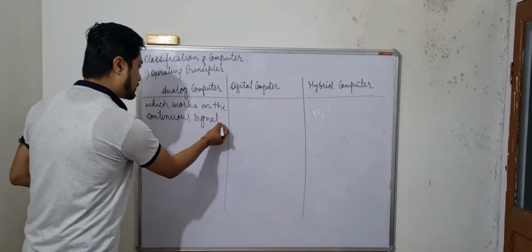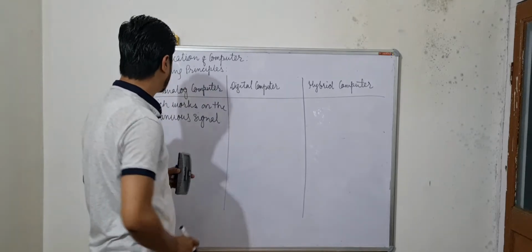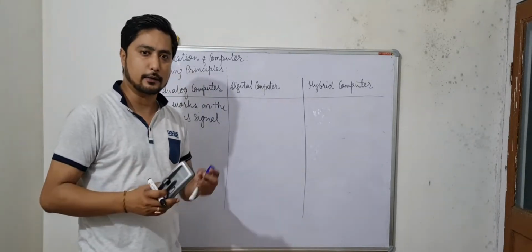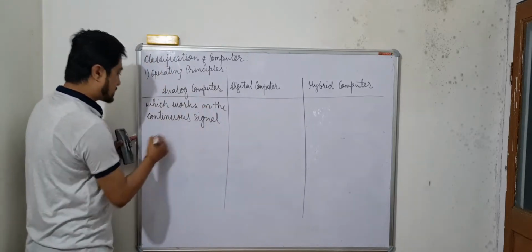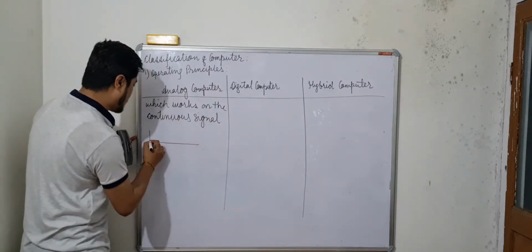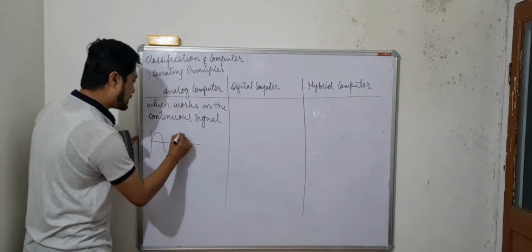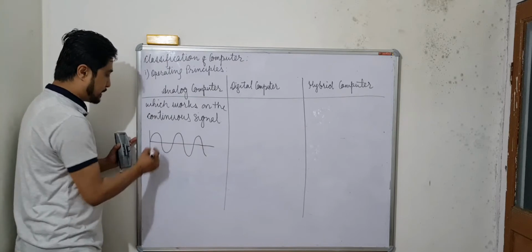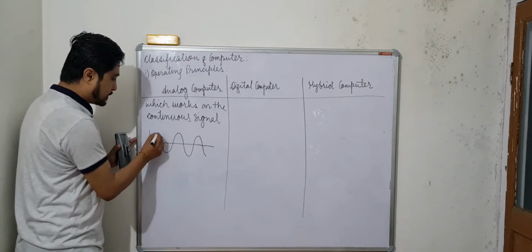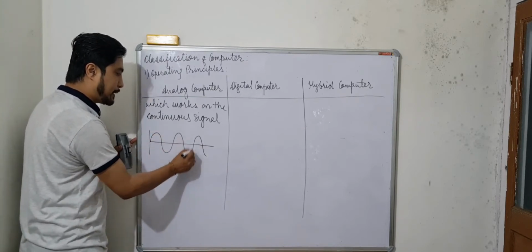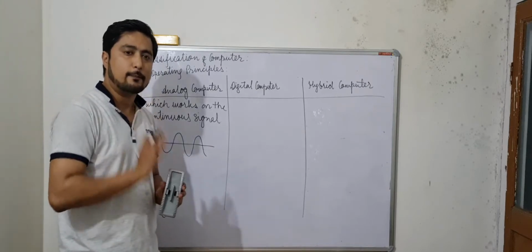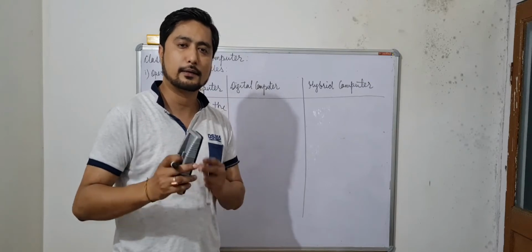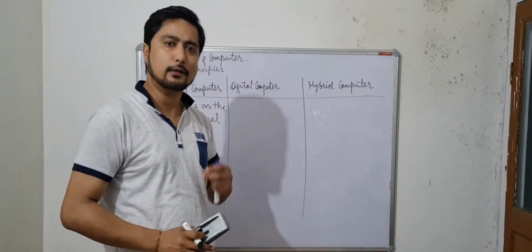Let me explain it with an example. The analog computer works on the continuous signal. So this is our continuous signal. I think you have seen this type of waves. This is known as continuous signal because it is not breaking. It goes continuously up and down, but the signal is not breaking. So this type of computer which uses the continuous signal is known as analog computer.